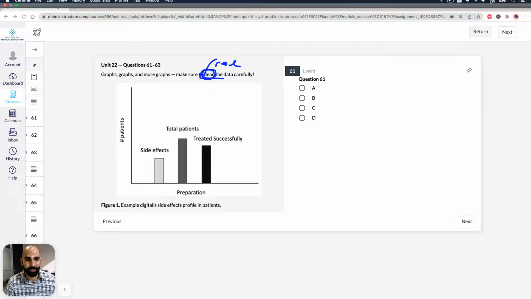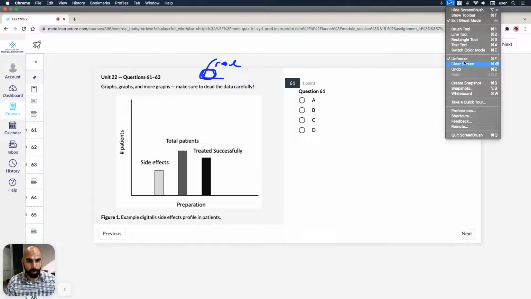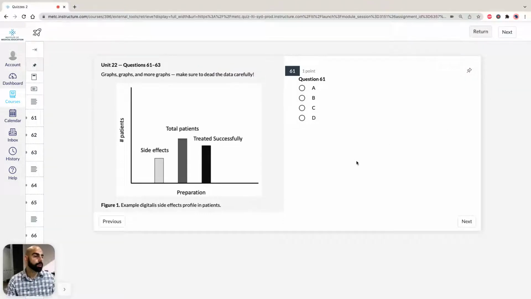So let's jump into question 61. The first question: according to the data provided, an advantage of the dried leaf preparation over the watery extract is. So if we take a look at the graph for dried leaf over watery extract, we can actually answer this question without even looking at the graph.